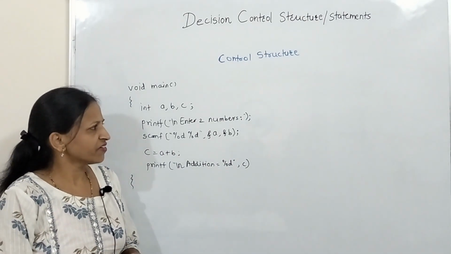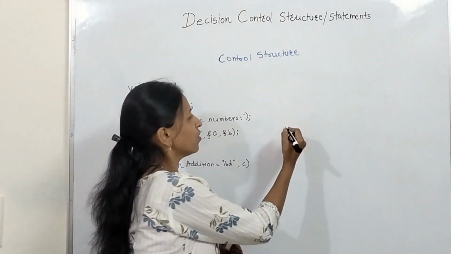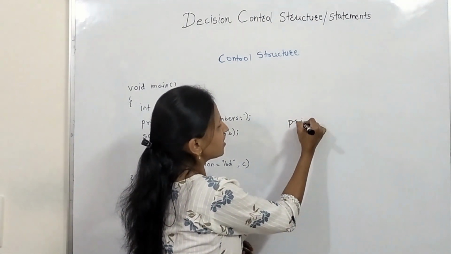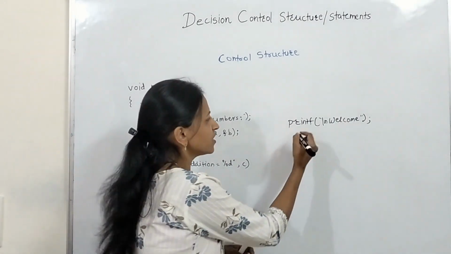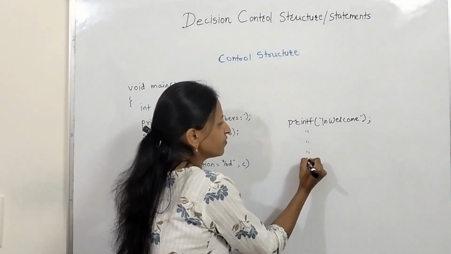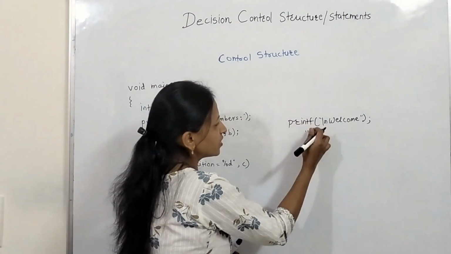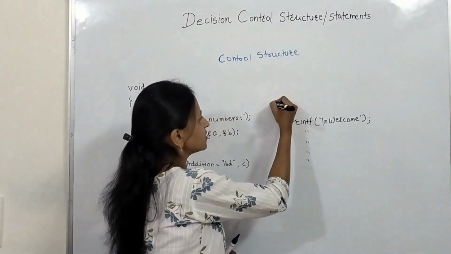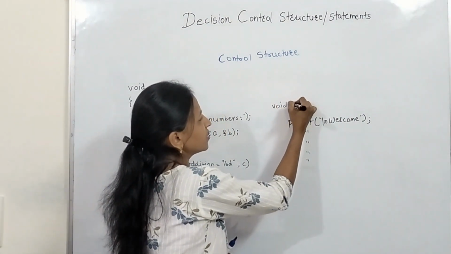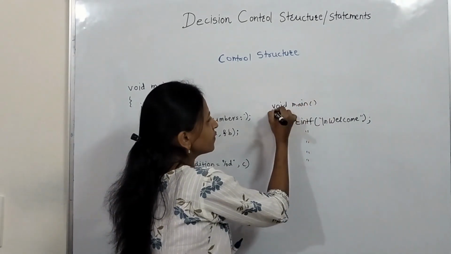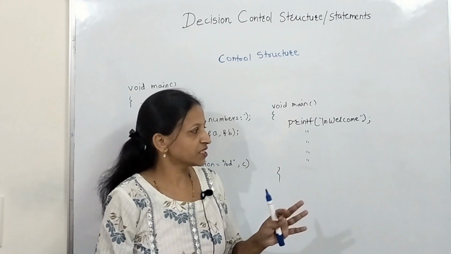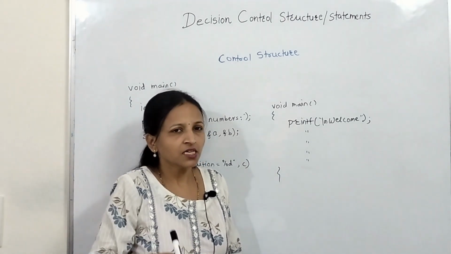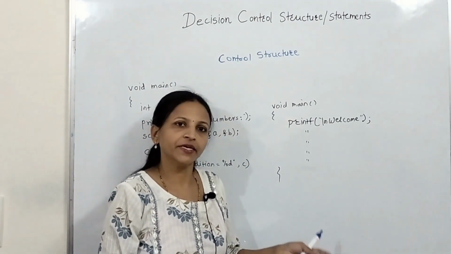Then I can do it very easily with a C program. How? I will write printf welcome 5 times, the same message 5 times, 1, 2, 3, 4, 5 inside main. Then this will display the printf message 5 times. Suppose I want this message displayed 10 times. Just repeat it 10 times.